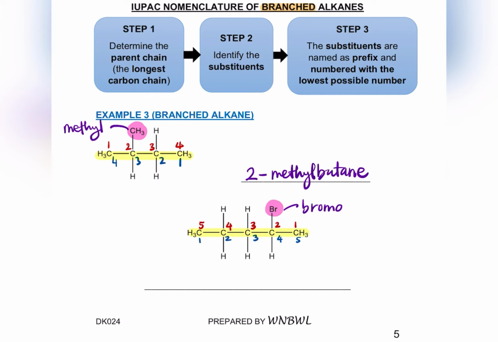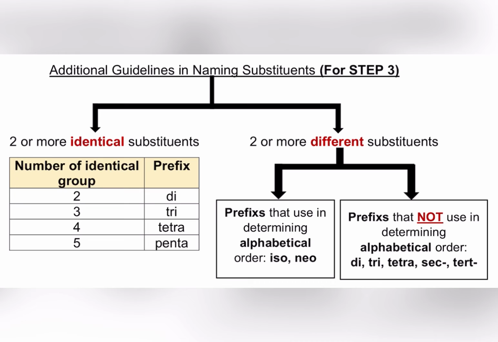So the full name for this structure will be 2-bromo. And then right now, you got the longest carbon chain, which is 5 carbon atoms. So 5 carbons means that your alkane is pentane. So this is my structure with the full name 2-bromopentane. Let's go to the next one.